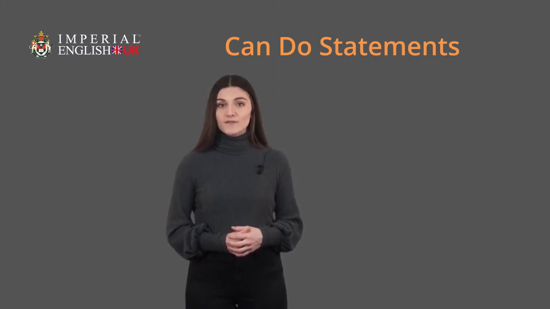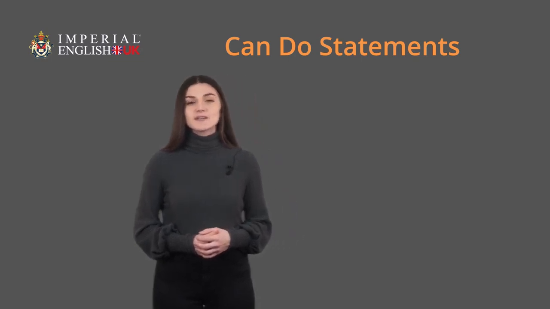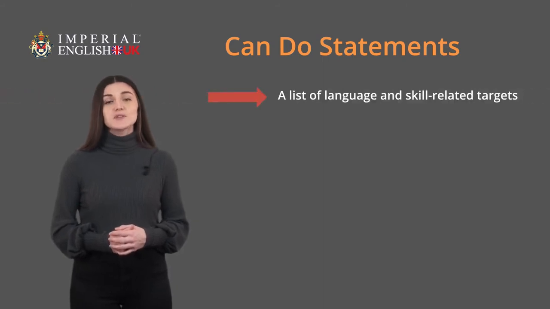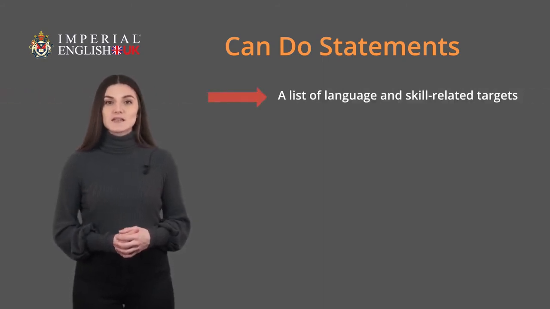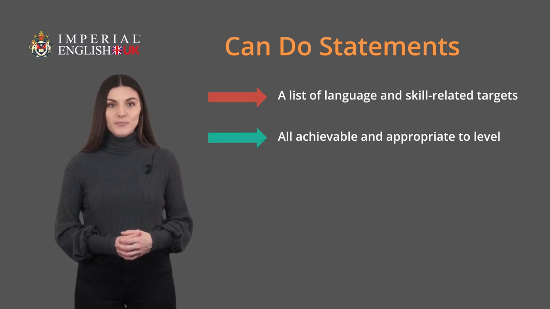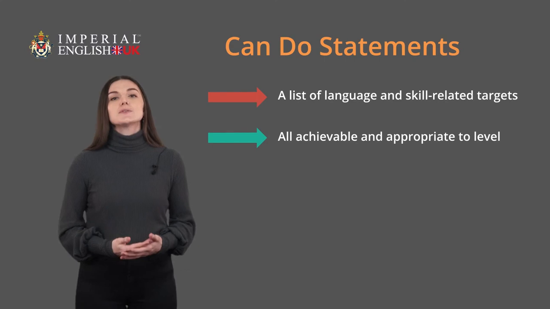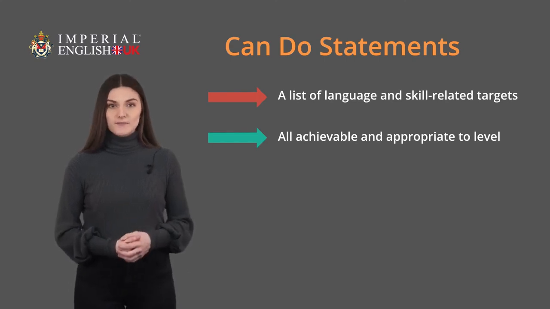Has anyone heard of can-do lists? What are they? Can-do statements are a series of targets that a learner aims to achieve after studying at a certain level. The targets are all achievable and will be covered during the course as they fit with the framework and topics. So, by the end of the course, learners will have been exposed to all of the can-do statements.